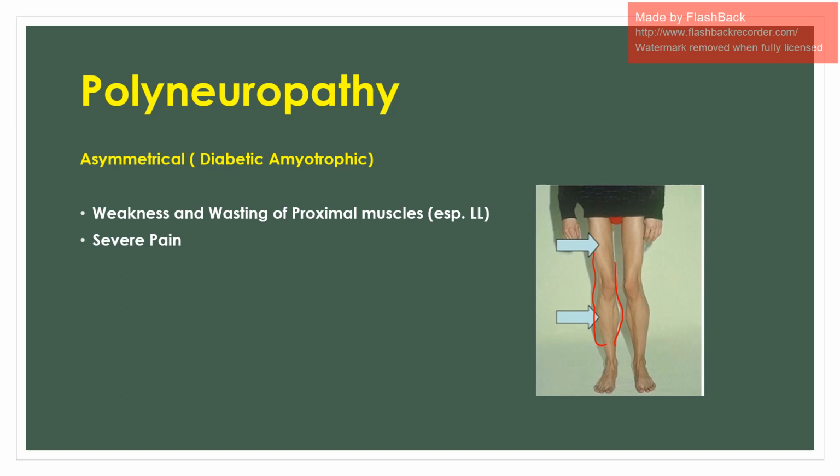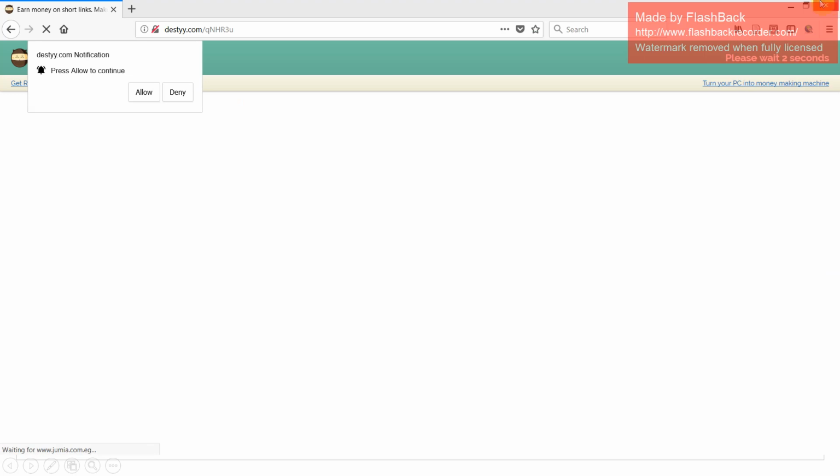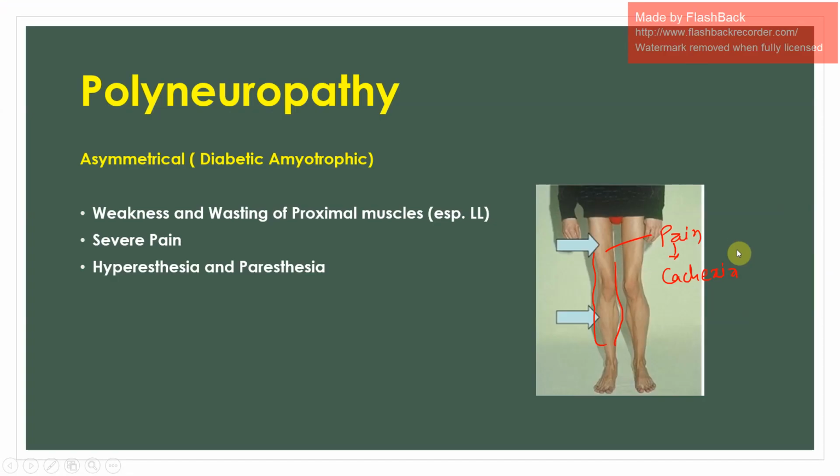There will be severe pain, and due to the severe pain, there will be cachexia, which is also known as neuropathic cachexia. And there is absent tendon reflex on the affected side.